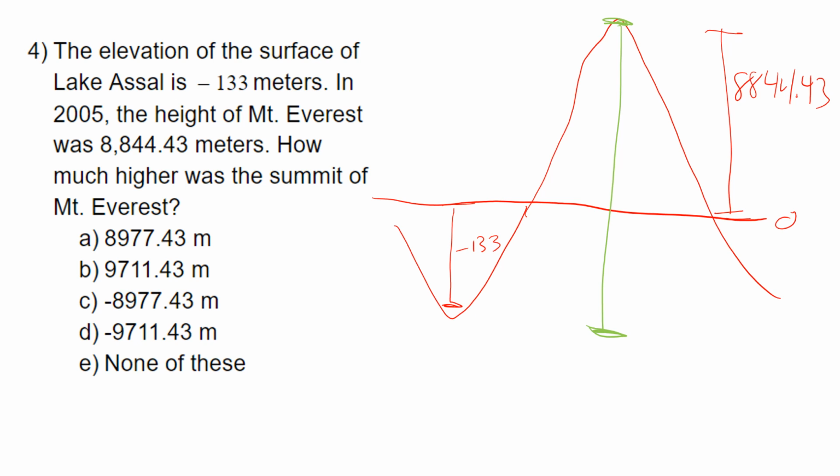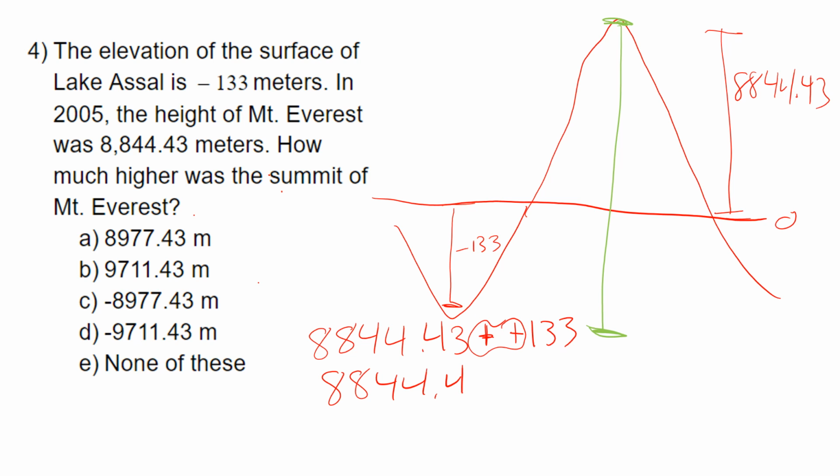And you might think you have to subtract. I guess you do. You have 8,844.43 minus that negative 133. And remember, positive, and everything's positive. So really, it's 8,844.43 plus 133. Now, I got to erase some stuff here.